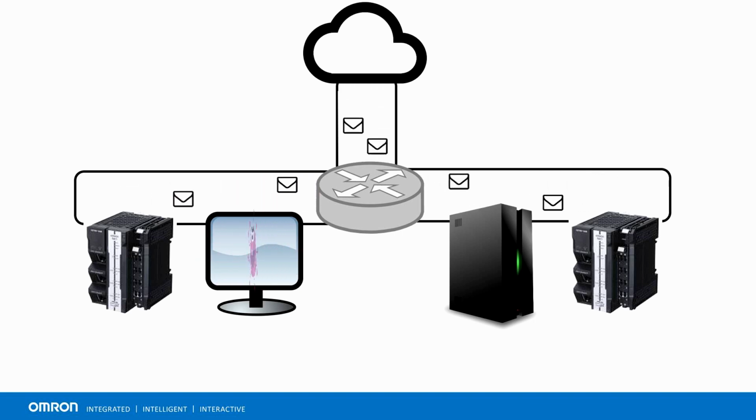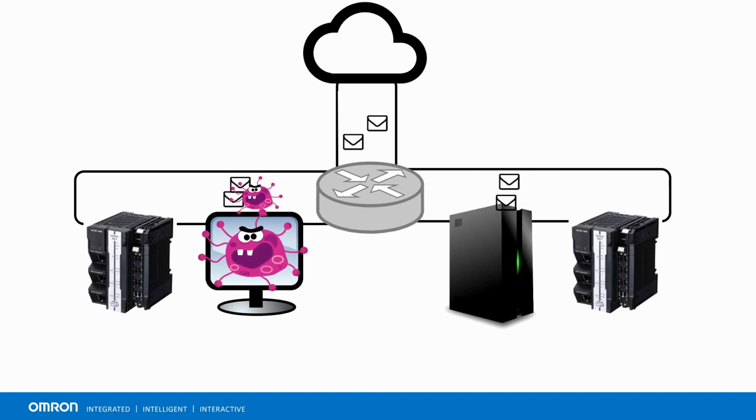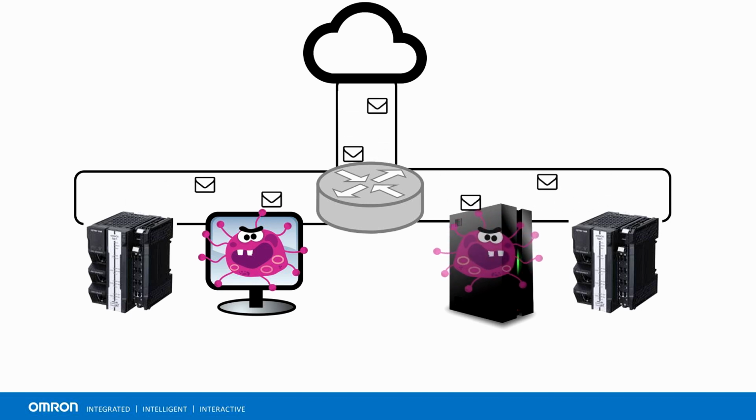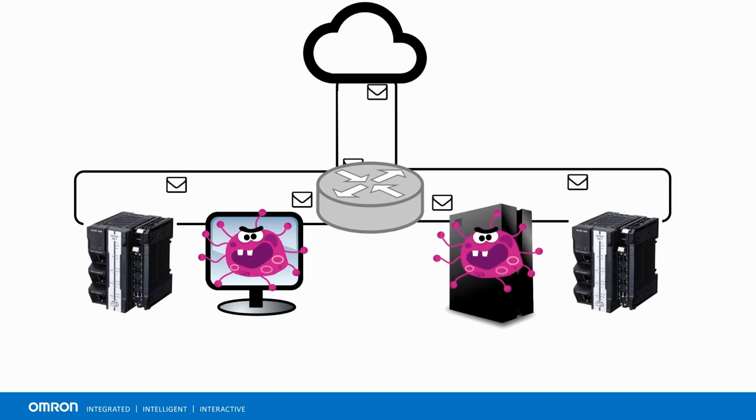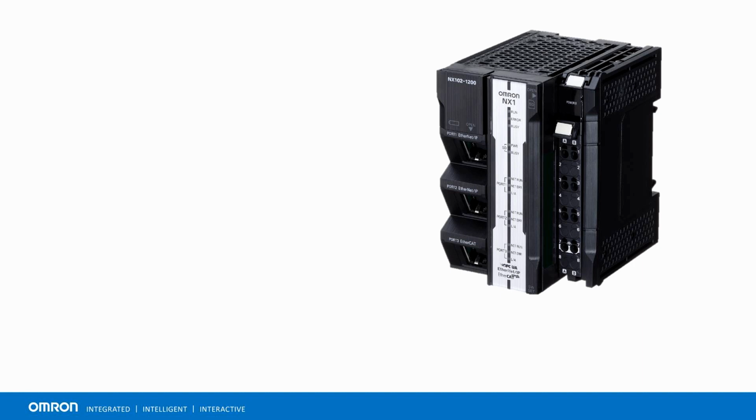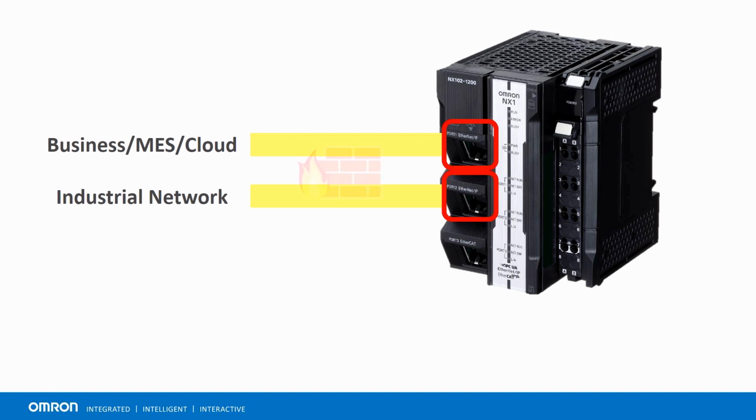Without safeguards, malware can propagate through networks, infecting vulnerable devices. The best method to protect an industrial network is to have a defense-in-depth strategy that consists of having multiple layers of protection. The NX102 has the ability to separate traffic between its two network ports. For example, the first network port can be connected to the cloud, whereas the second port can be connected to the industrial network. The built-in firewall will protect the industrial network by blocking malicious packets.